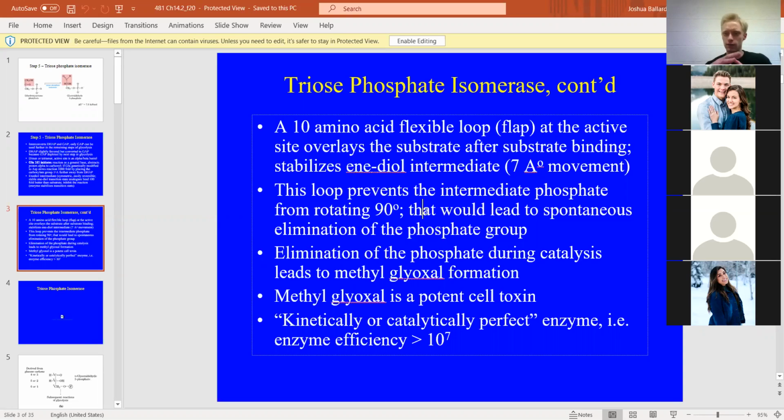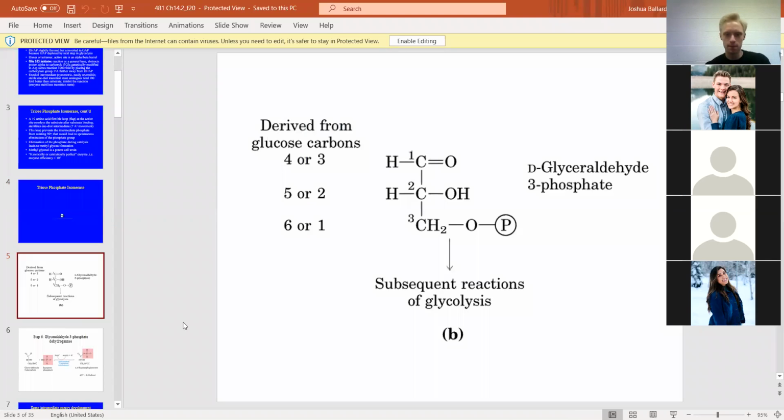I don't know if you can visualize that. You have a barrel, and the flap acts as a covering over the substrate. That's kind of what triose phosphate isomerase is.